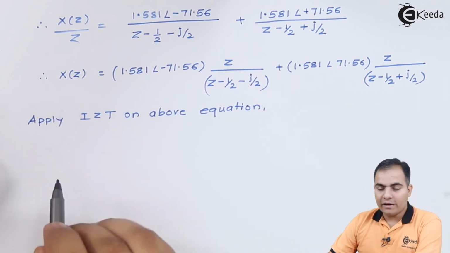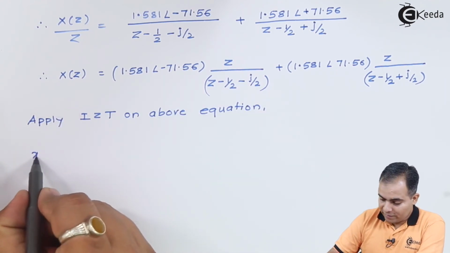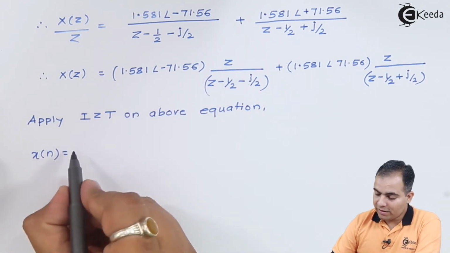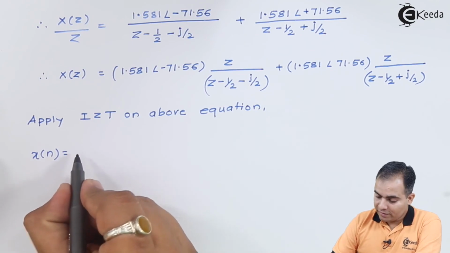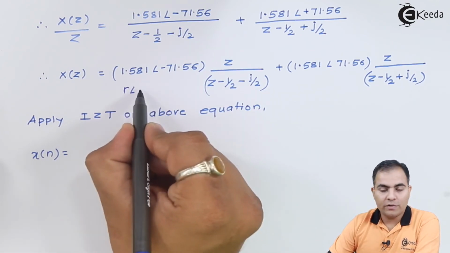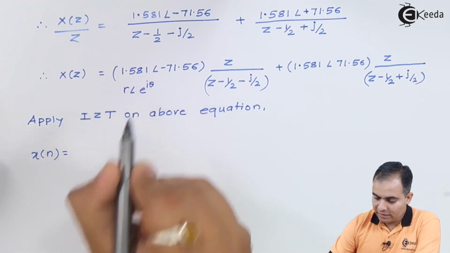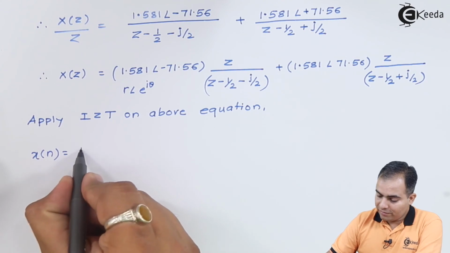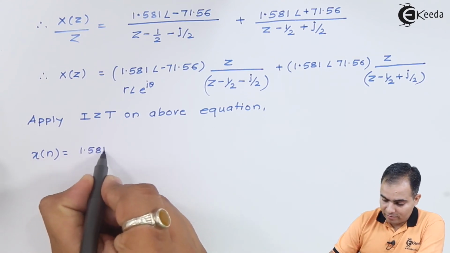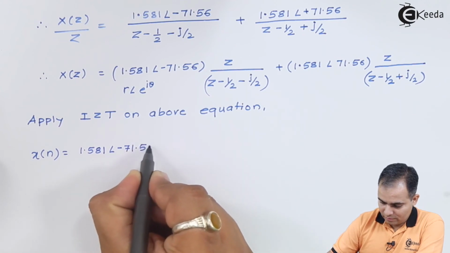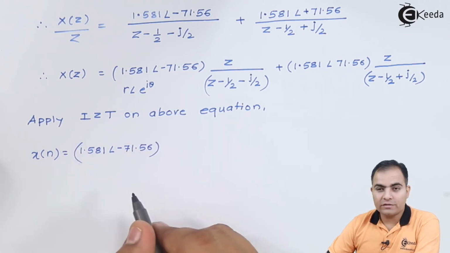So what you will get? X of z inverse z transform is x of n. Next, this is a constant, so we can write this value like r at an angle e to the power j theta also, or keep this value as it is. So I'll write 1.581. This is my constant value.